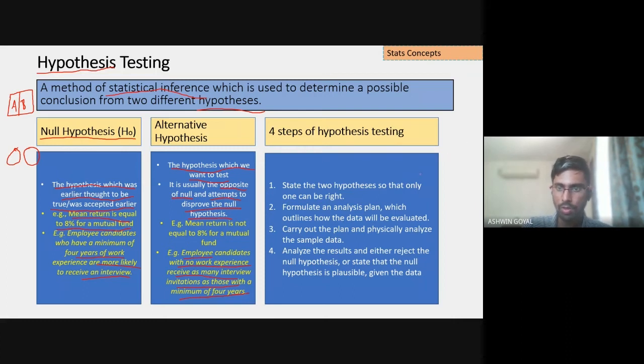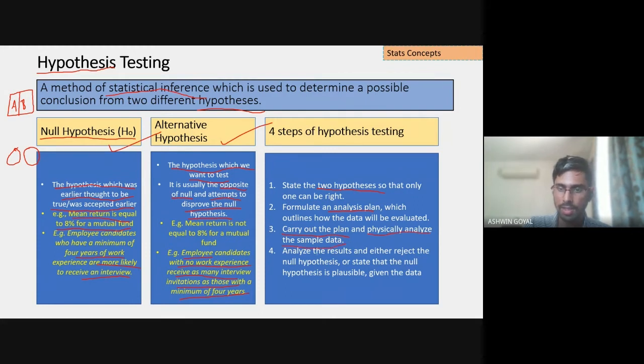What are the steps involved? First we state the hypothesis, both null and alternative. Then we formulate an analysis plan. Now, what is this analysis plan? It gives me an idea of how the data will be evaluated, what tests I will use, or let us say I'll calculate the p-value. I'll use some formulae, I'll make the plan in the second step, and then I'll carry out the plan and physically analyze the sample data.